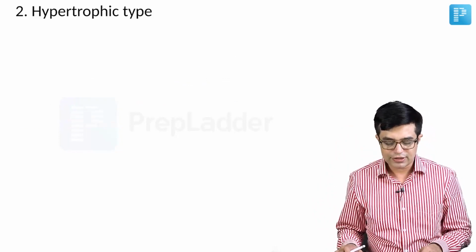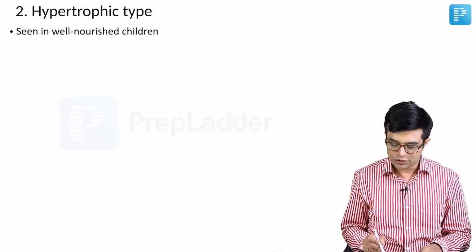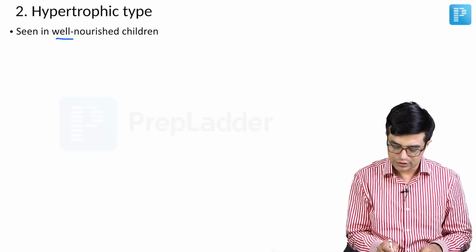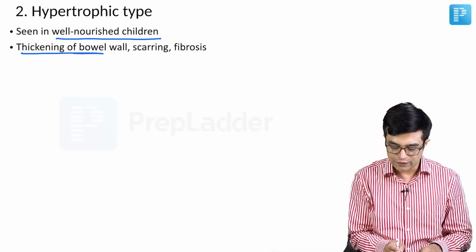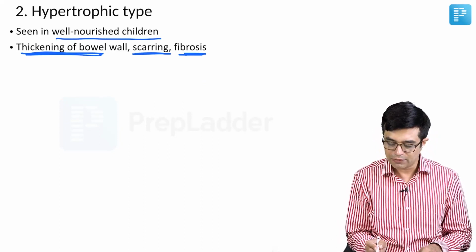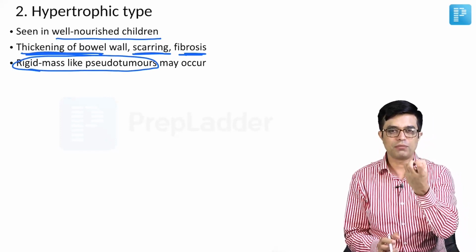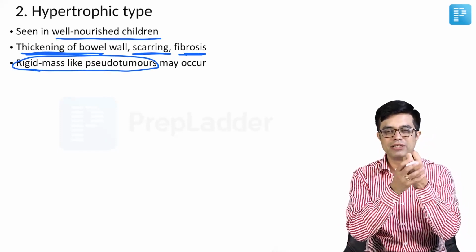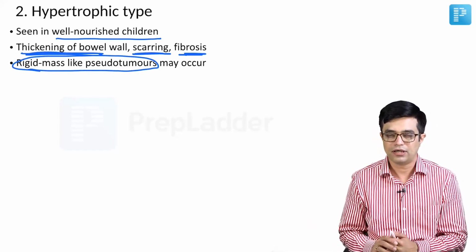Second variety we discussed, hypertrophic type. Hypertrophic type is seen in about 10% cases. They are usually seen in well-nourished children. So, these children will not have severe acute malnutrition. There will be thickening of the bowel wall, there will be scarring, and there will be fibrosis, and rigid mass like pseudotumors will form. So, hypertrophic mass along with rolled up omentum, they will form a mass-like lesion in the intestine when you palpate from the outside.